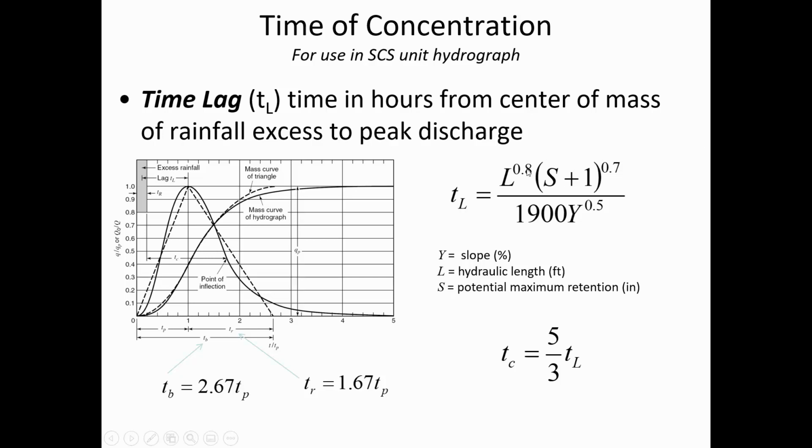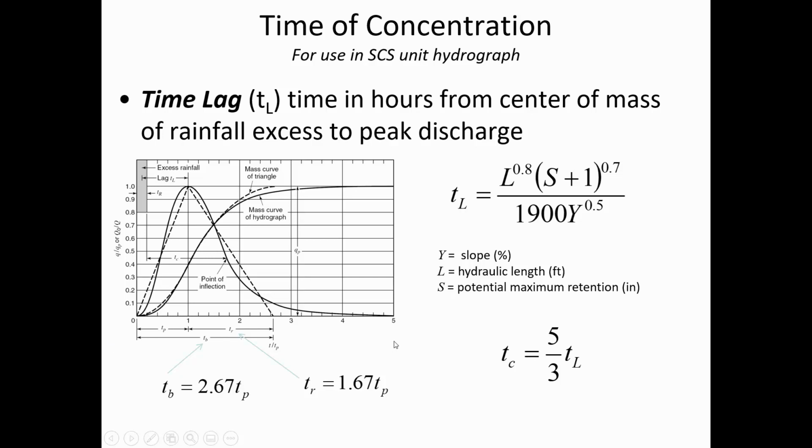L is a distance, Y is the slope, and we use the slope in terms of percent. A typical slope around here might be 40% because we have really steep watersheds, so you'd put in 40 plus 1 to the 0.7 power. And then S is the retention that we calculate from the curve number, and slope is Y. I apologize for switching those.